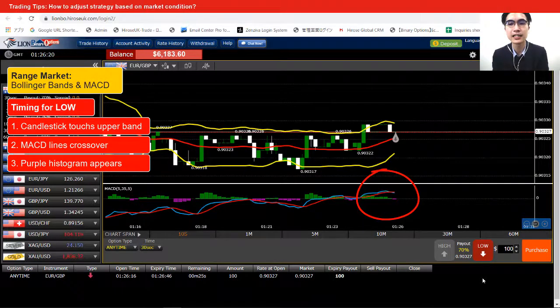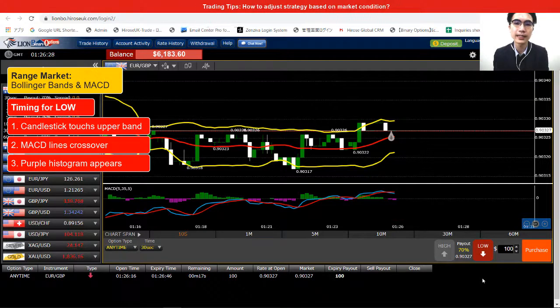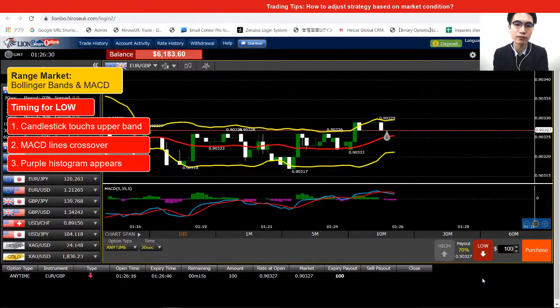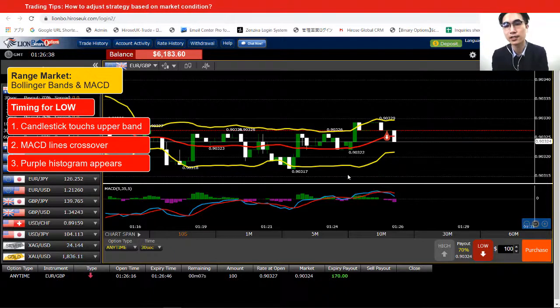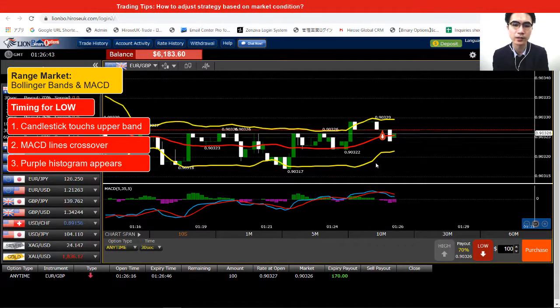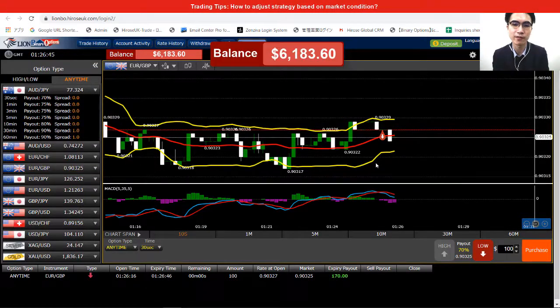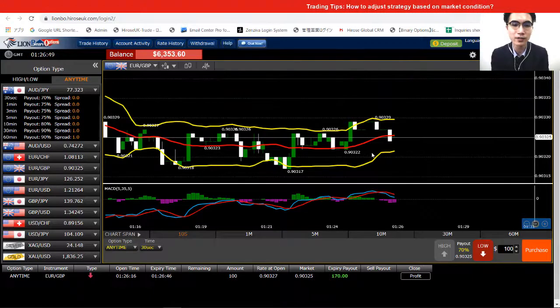Now you see the MACD crossover and gives me a purple histogram. That's why I opened my trade there. Again, whether to trade at this kind of market or not is really depending on you. If you are willing to take the risk, then you can always trade in this kind of market. But if you are not, then you can try to change to a longer period time frame to have a more stable movement. Okay, so now the trade is finished.